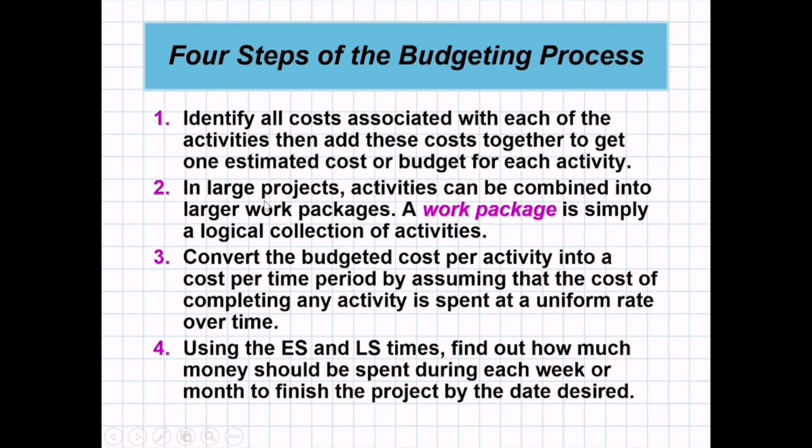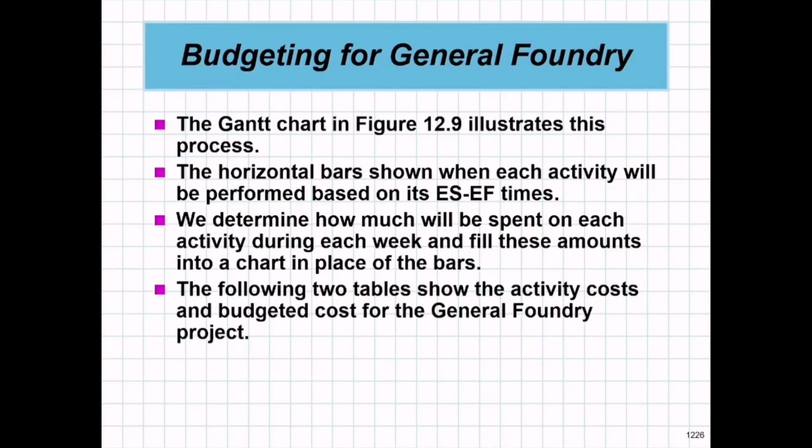In large projects, activities can be combined into larger work packages. A work package is simply a logical collection of activities. Then, convert the budgeted cost per activity into the cost per time period by assuming that the cost of completing any activity is spent at a uniform rate over time. Using the ES and the LS times, find out how much money should be spent during each week or month to finish the project by the date desired.